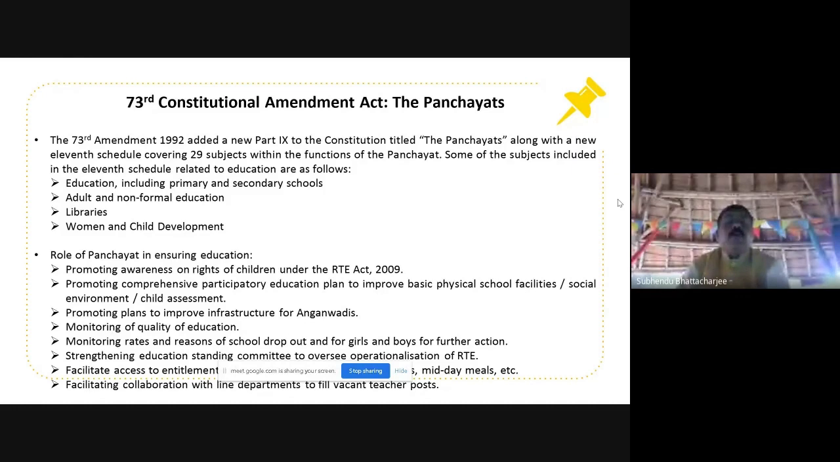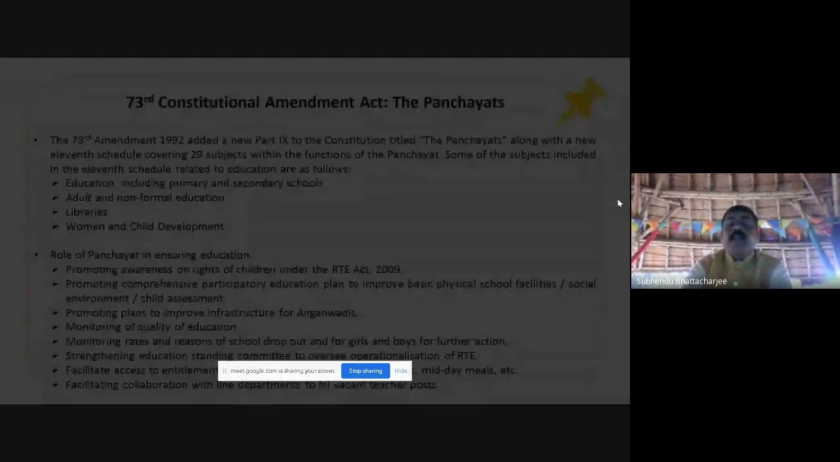And the role of Panchayat was defined in the area of education: promoting awareness on rights of children under the RTE Act 2009, promoting a comprehensive participatory education plan to improve basic physical school facilities, social environment, child assessment, promoting plans to improve infrastructure for Anganwadis because Anganwadi buildings are not in good shape, monitoring of quality education through participation of Panchayat members, parents and communities, monitoring rates and reasons of school dropouts for girls as well as boys for further action.